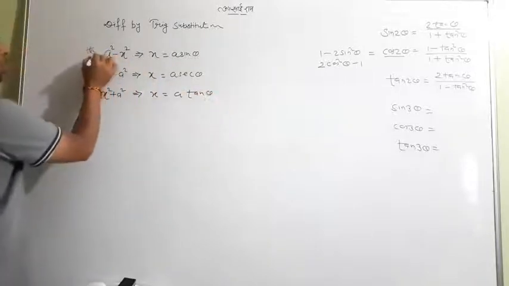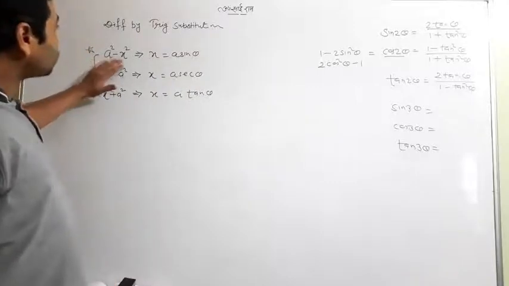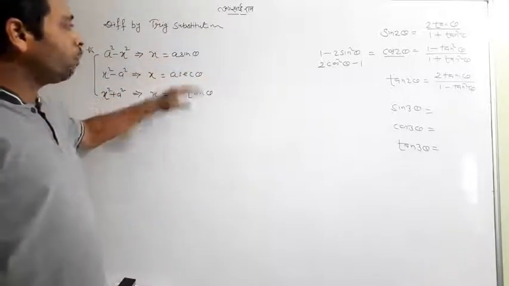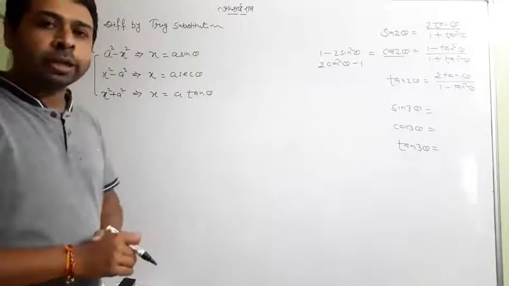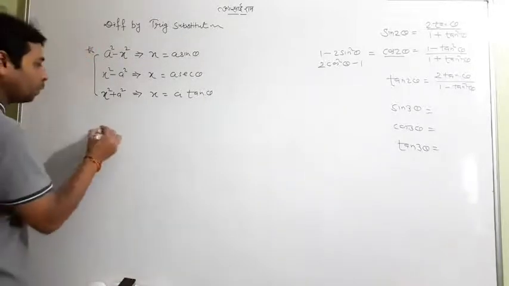So look at all these. This is very important in initial concept. Whenever a square minus x square is coming, you have to go with a sine theta. Now you're thinking what kind of question may be there. So let me write one question which will help you to do this.